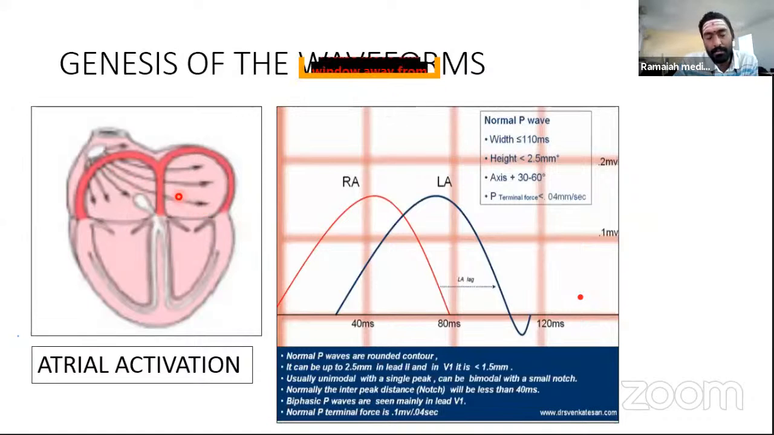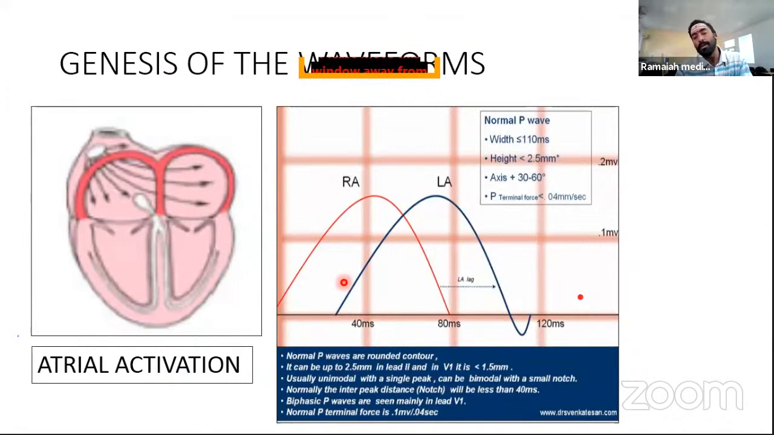This entire activity is going to be negative in AVR and positive in lead 1. This is the direction of lead 2 as well, as we saw in the Einthoven triangle, so lead 2 will also be positive. Almost all the leads will be positive here except AVR, which will be negative. Because the first portion is the right atrium, this entire atrial activation is going to cause a wave called the P wave.